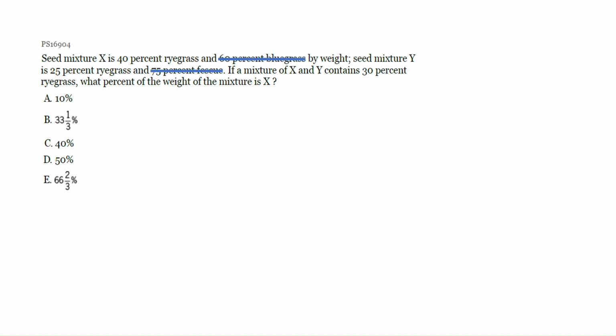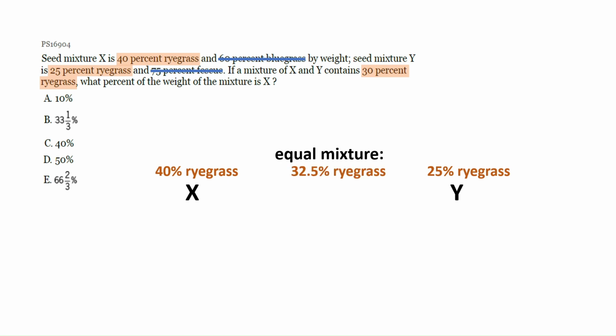If we organize the information, we can see that the percentage of ryegrass in the mixture must be somewhere between 25 and 40%. If we combined X and Y in equal quantities, then the percentage of ryegrass in the mixture would be exactly halfway between 25 and 40. That's 32.5%. That's not actually the case, so I can see that answer choice D is incorrect.